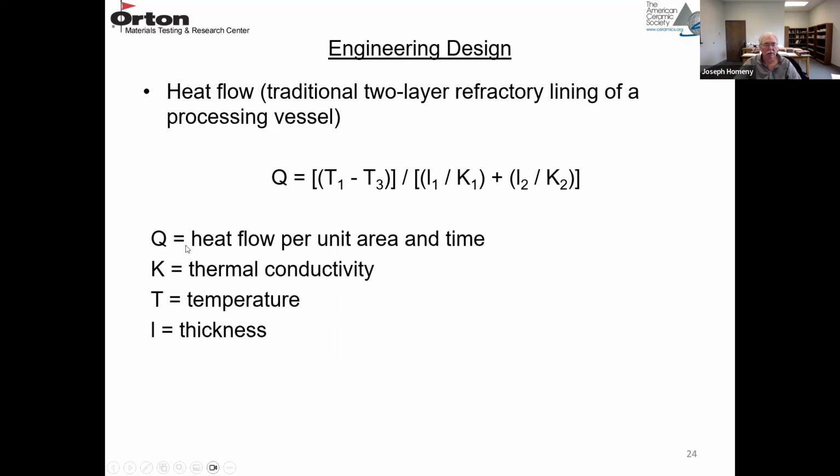So if you want to calculate the heat flow per unit area and time, Q, for this lining, Q just equals the temperature difference T1 minus T3, and then that's divided by L1 over K1 plus L2 over K2. And L again is the thickness, and K is the thermal conductivity. So 1 would be for the hot face and 2 would be for the backup insulation.